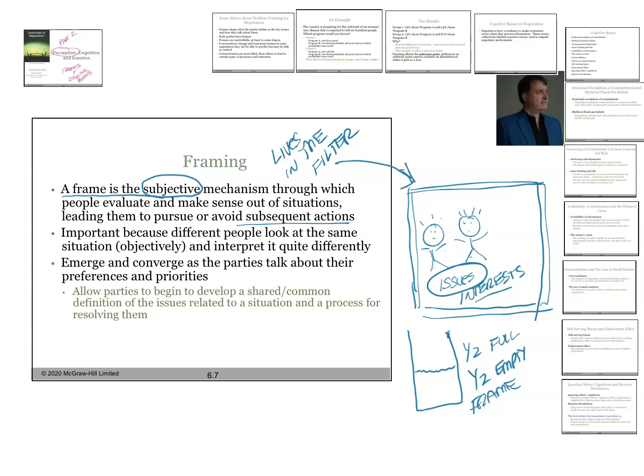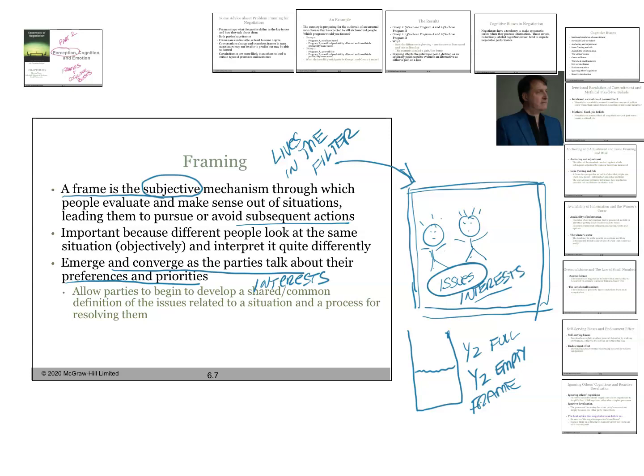And the other thing to remember about a frame is that they emerge and converge as the parties talk about their preferences and priorities. This is where understanding interests becomes valuable, because it helps us see the overall perspective the person has as they are able to share perhaps elements of their interests. Or even if they don't do it completely, at least you'll get a bit of a hint at it that'll start to show you how they're seeing this whole scenario that you're working on. So keep this in mind.